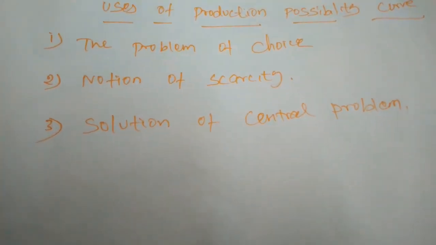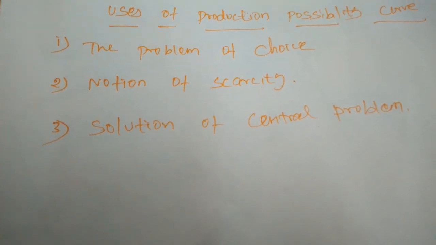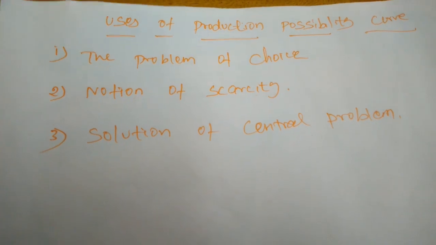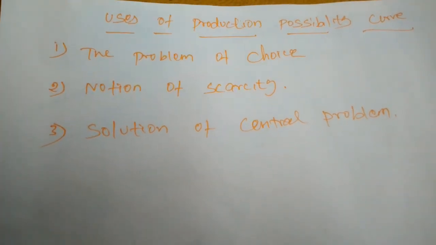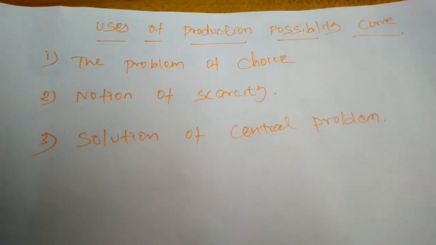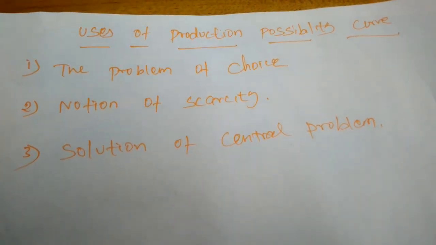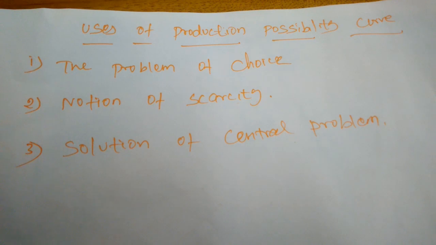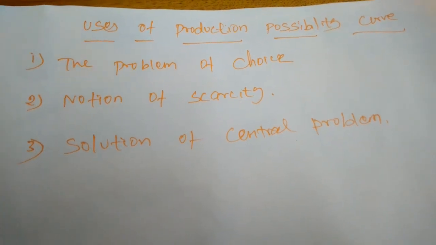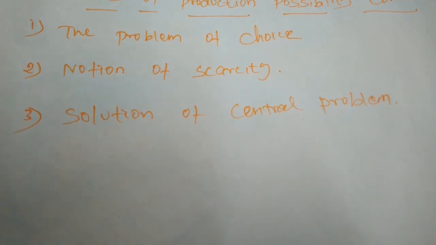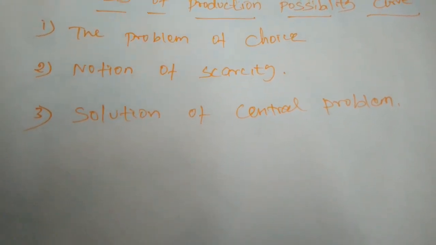The problem of choice arises because of limited resources and unlimited wants. When we have unlimited wants and limited resources, we face the problem of choice. It may be related to the allocation of resources between goods for the higher income group and the lower income group. All nations have different groups of people, the rich people and the poor people.